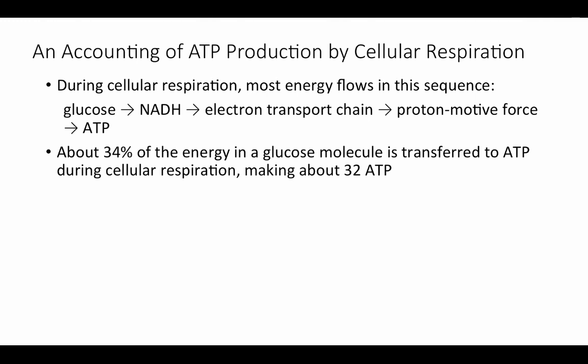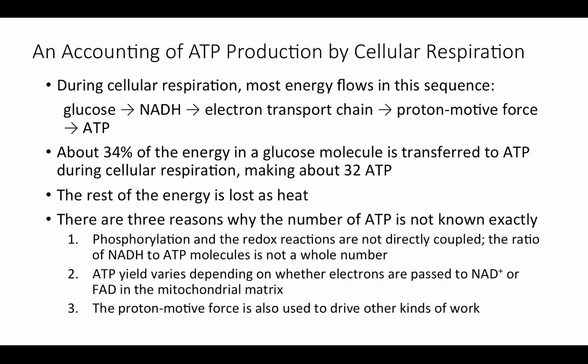So 34% efficiency is not great. This is why we generate heat, and the rest of that energy is lost as heat. There are a few reasons why we can't know exactly the number of ATP that we're going to get from a glucose molecule, because it's not going to be consistent.